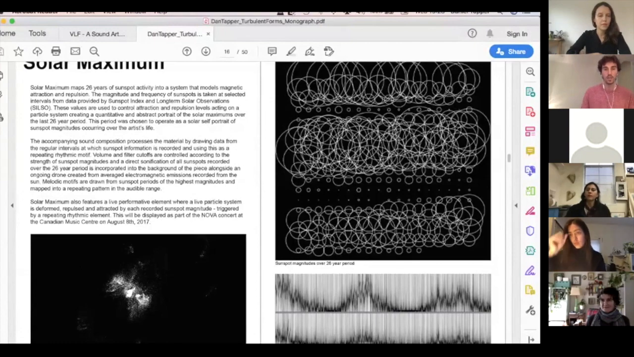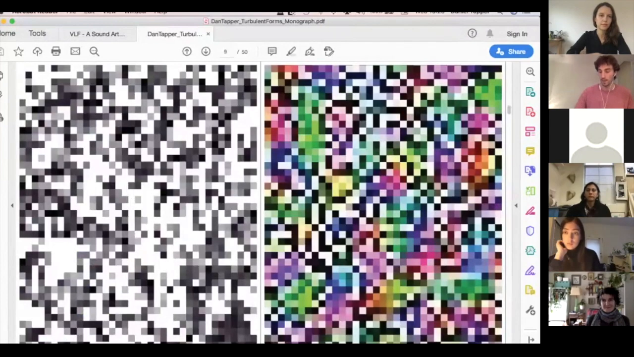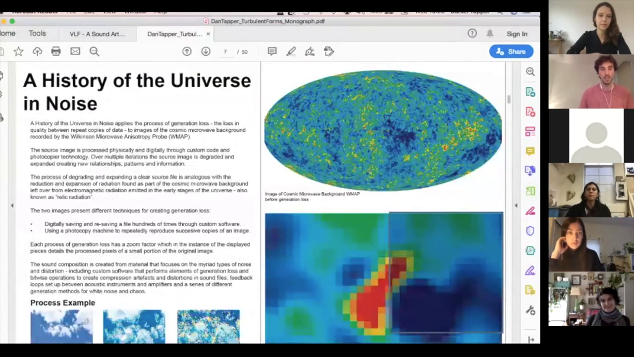So I really like to work with this idea of an abstract metaphor as well. So I made a piece as part of the Turbulent Forms exhibition for the second iteration at the Canadian Music Centre, where I mapped the cosmic microwave background and basically related that to this process called generation loss, which is the repeat loss of information in copies of a file. It happens if you scan a document multiple times and then take the output and scan that back, you lose the signal quite quickly.